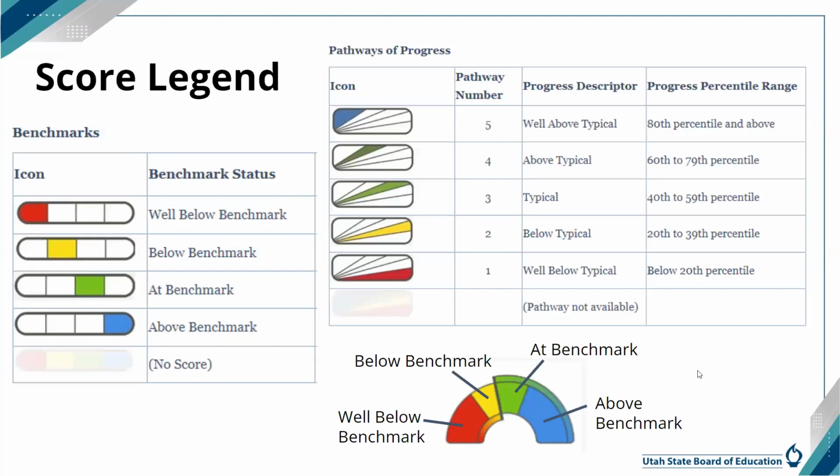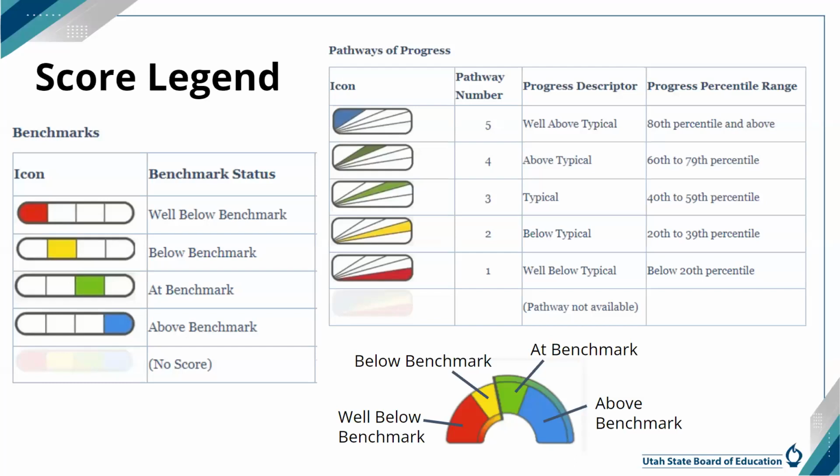So the overall scoring legends, there's 3 different legends that we'll look at and are utilized within the ALO platform. So the first one is the little pill bars that are showing students' benchmark status from well below to above benchmark. The next view is the pathways of progress, and they're called fans. So we start with that well above typical at that left side down to the well below typical at the right side of that fan.